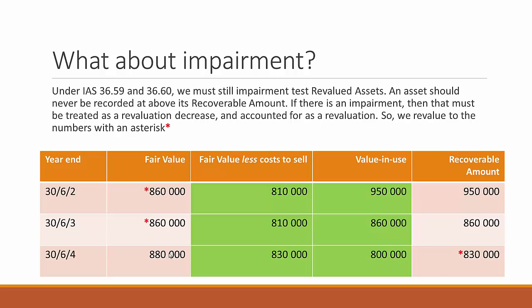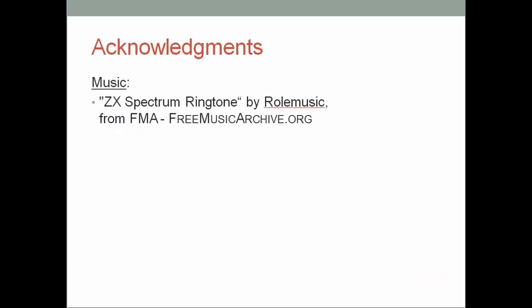If fair value is bigger than value in use, then recoverable amount is fair value. It's okay to revalue to fair value because it's also the recoverable amount. If recoverable amount is value in use because value in use is bigger, it's okay to revalue to fair value. In fact, the only time the recoverable amount will be smaller than fair value is if there are substantial costs to sell and value in use is smaller than fair value less cost to sell. That's the only circumstance. Okay, so that's how impairment interacts with revaluation.